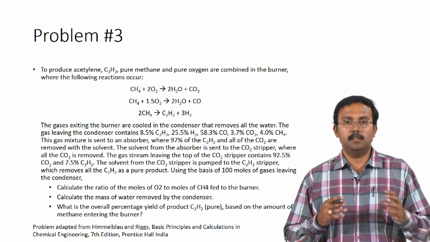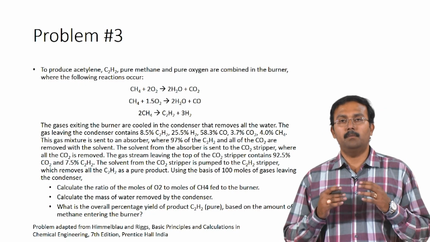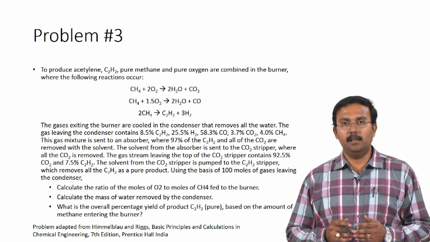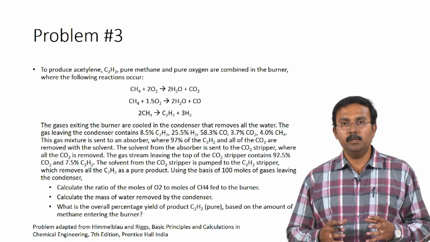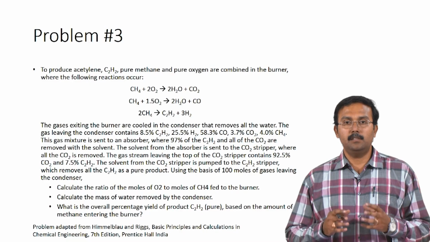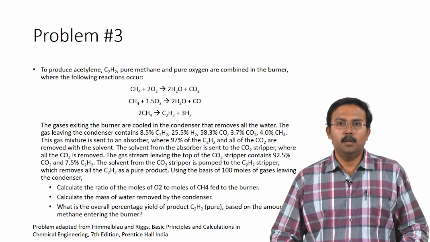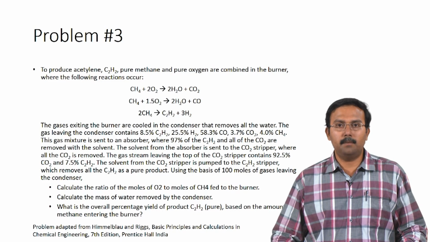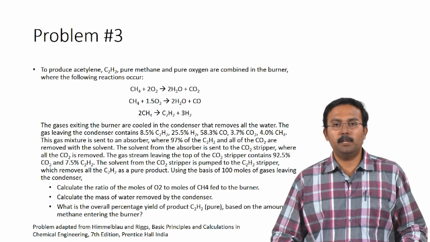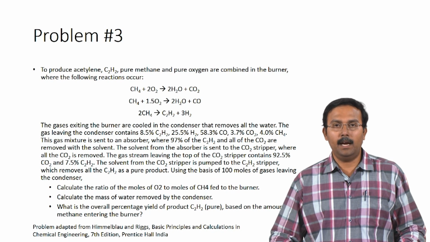So, this is the problem. Here we have multiple reactions which are happening in parallel and there are also multiple units which are present in the system. So, let us look at this problem. To produce acetylene, pure methane and pure oxygen are combined in the burner where the following reactions occur. Methane reacts with 2 moles of oxygen to produce carbon dioxide and water, methane reacts with 1.5 moles of oxygen to produce 2 moles of water and 1 mole of carbon monoxide. 2 moles of methane is dehydrogenated to form acetylene and hydrogen gas.